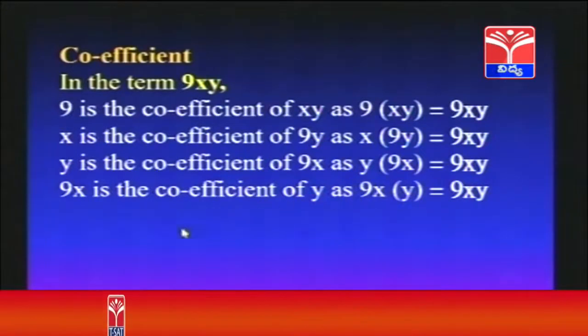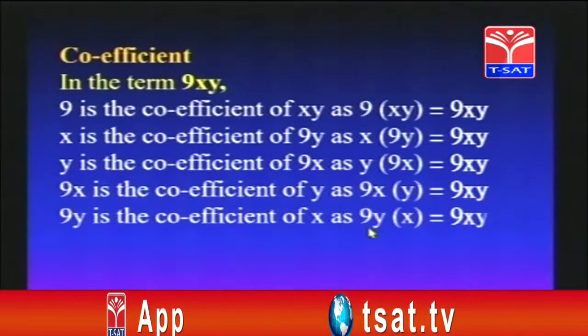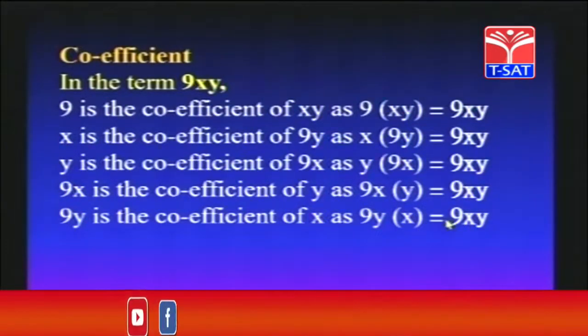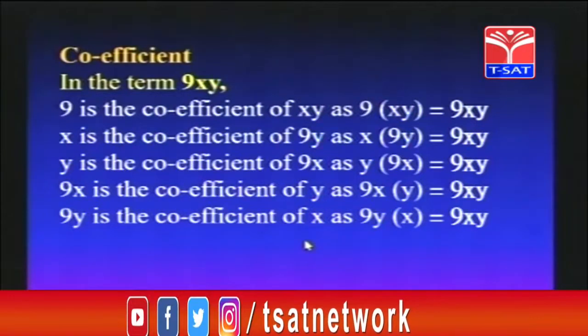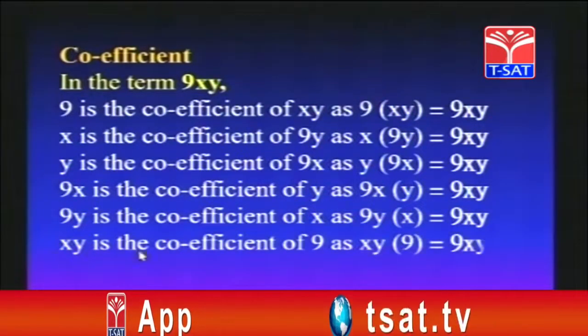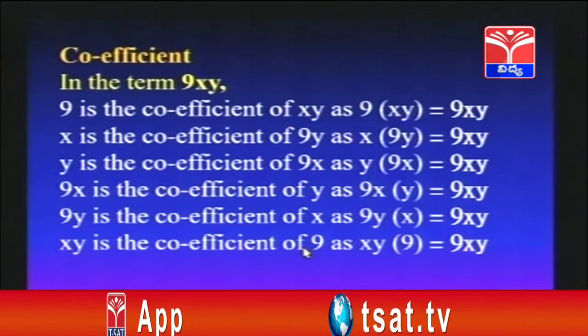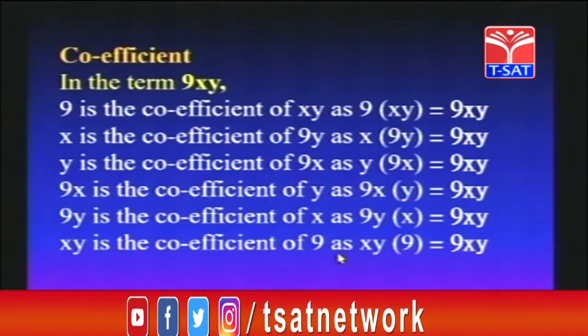Next one, 9x is the coefficient of y, as 9xy can be written as 9x into y. Here 9x is the coefficient. Similarly, 9y is the coefficient of x, as you can see here, 9xy can be written as 9y into x. So here 9y is the coefficient. Next, one more way of writing the coefficient is xy is the coefficient of 9, as 9xy can also be written as xy into 9. So here xy is the coefficient of the term.